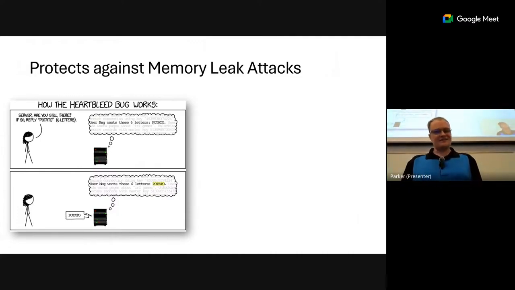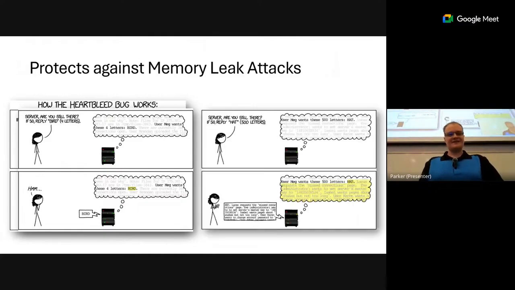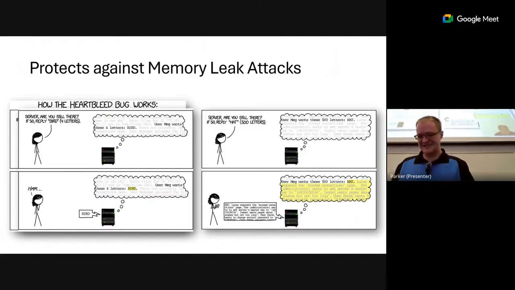Say user Mike wants these 6 letters: potato. The server responds with potato. Another response that should be properly conforming: it requests bird, sends back bird. But now essentially what this vulnerability was, user Mike requests 500 letters, hat. Obviously, this person should not be reading that the server's administrator key is changed to this. Isabel wants pages about snakes, but not too long. So now you're able to read information that's private to the server or belongs to other users.